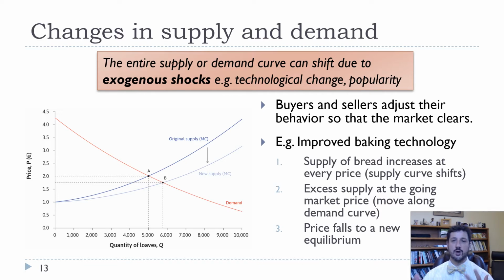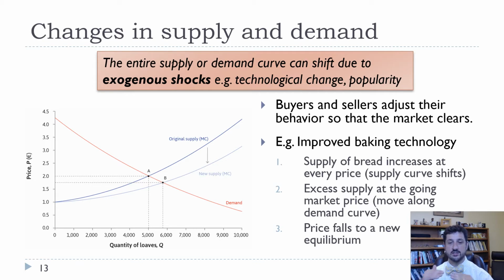So one possibility, for example, is to think about an improved technology. And so basically an improved technology simply means that we can create more of the good with the same amount of inputs. Or produce the same amount of the good with less inputs. So improved baking technology in our example here with loaves of bread on the horizontal axis and price on the vertical axis means that the supply curve will shift down and or to the right, meaning that at any price, firms will be willing to produce more.